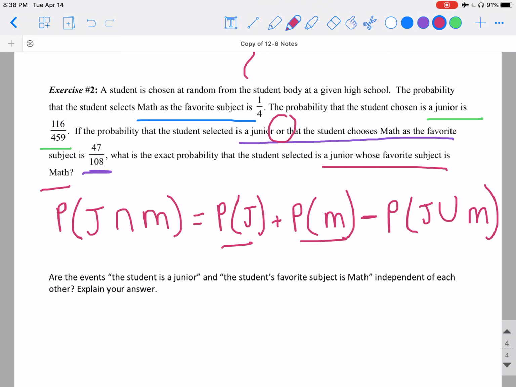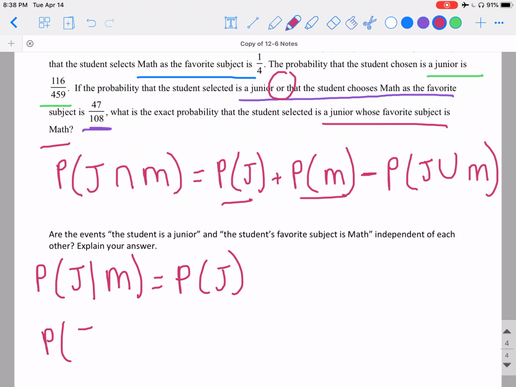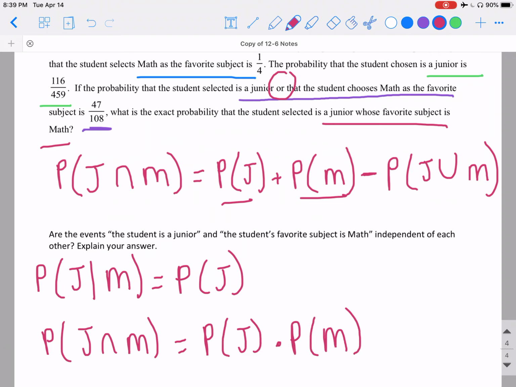Then it says, are the events the student is a junior and the student's favorite subject is math independent of each other? So again, we have two formulas we can use here. I can see, is the probability of them being a junior given that they like math equal to the probability of them being a junior? Or I can see if the probability of junior and math equals the probability of being a junior times the probability of math being your favorite subject.